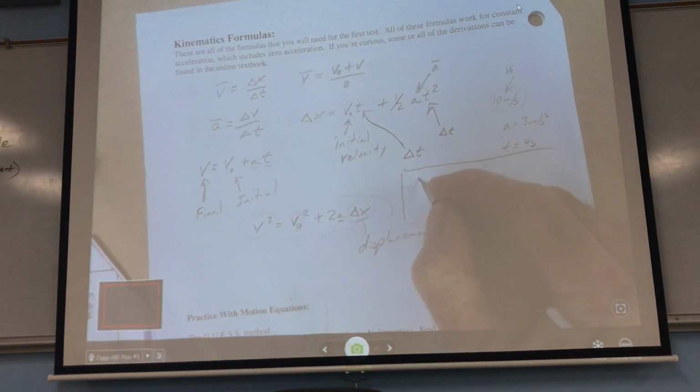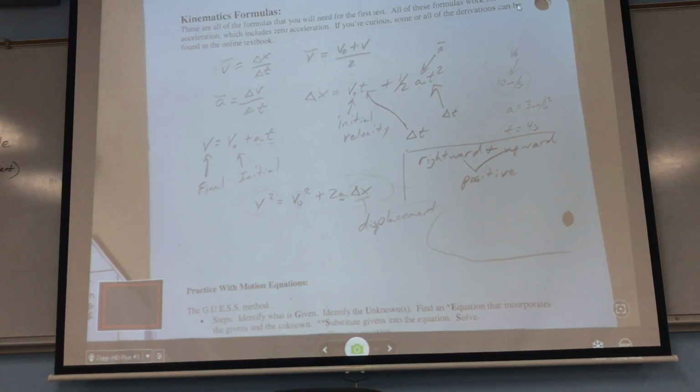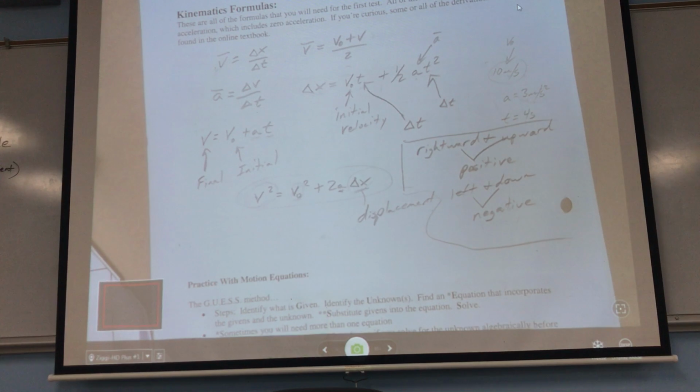Make a note that I've already mentioned this, but by convention, rightward and upward, those directions are going to be positive. So if you see a positive value, that means up. It's either going up or it's going to the right. And left and down, those are negative. Any questions?